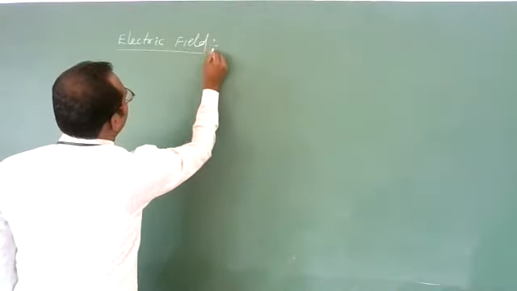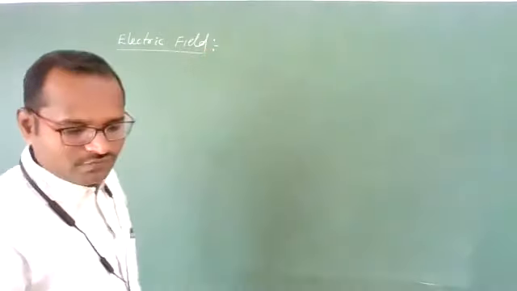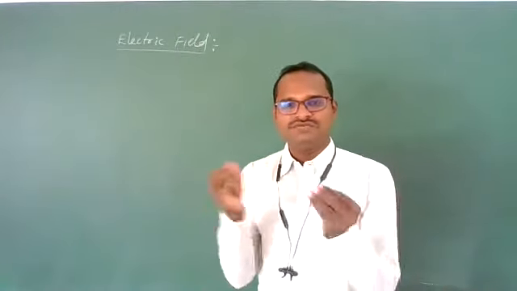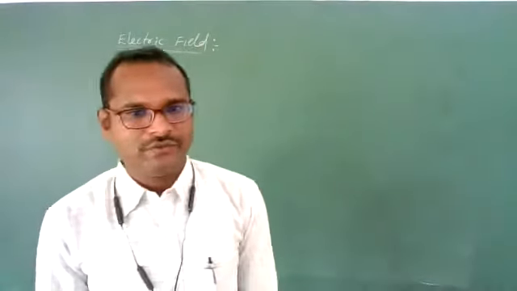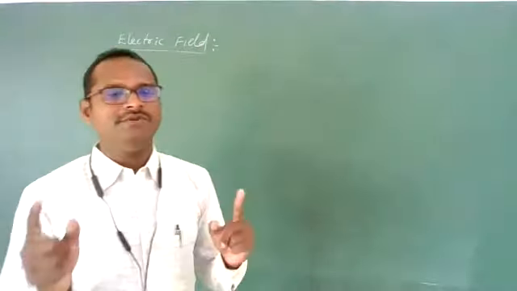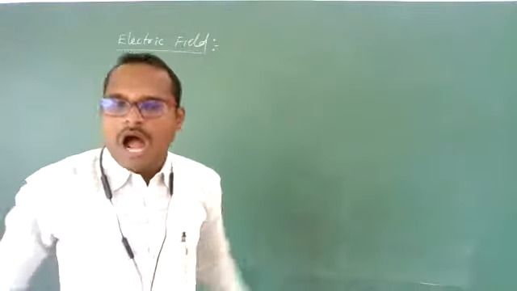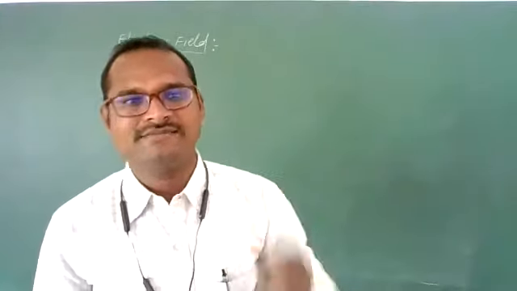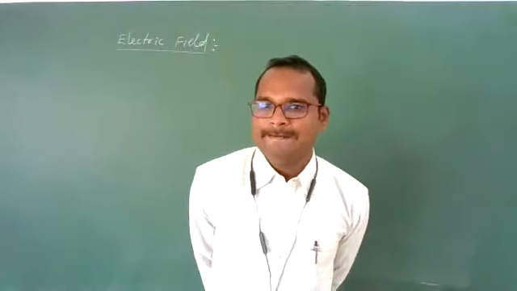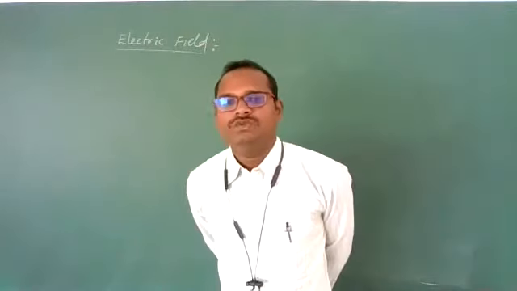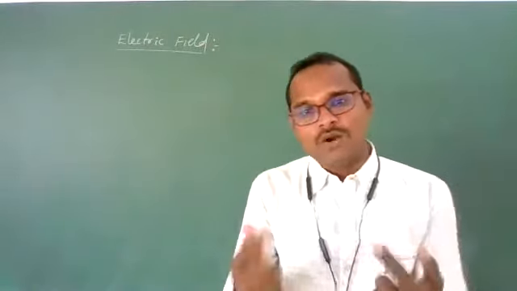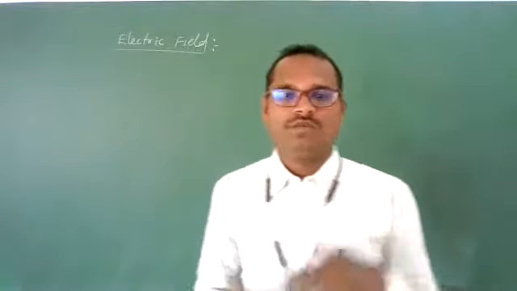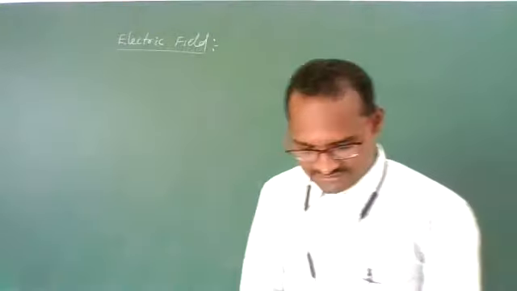See, till now we have discussed that, according to Coulomb's law, there is one electrostatic attractive or repulsive force between the two charged particles. How much it is and what is the direction of force, that we can discuss by using Coulomb's law. But in Coulomb's law, it is not explained how one charged particle will exert a force on another charged particle. In what way? This we did not discuss.